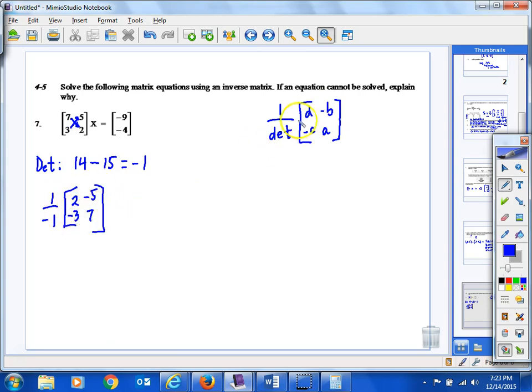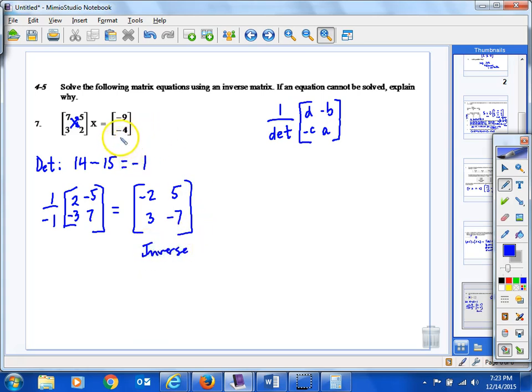And now that I've done this change, now I multiply by 1 over the determinant, which is just -1. And so -1 times 2 is -2, -1 times -5, -1 times -3, -1 times 7. Okay, so this is the inverse.